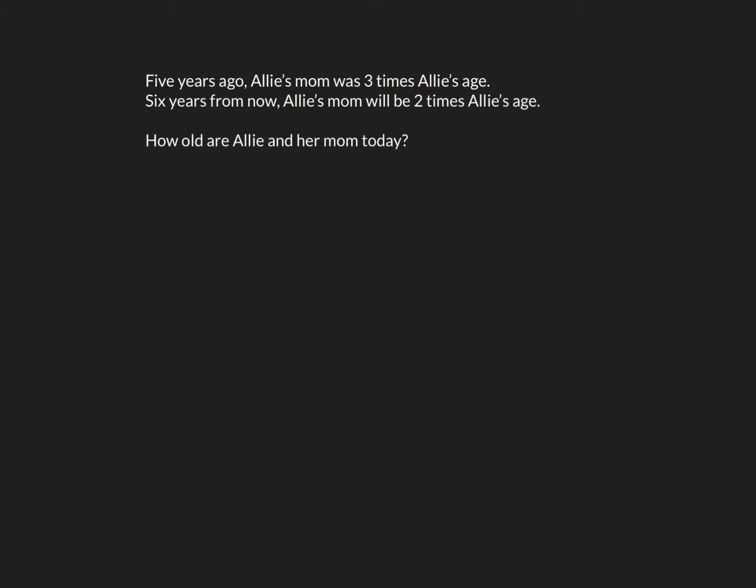So let's look at the problem that we have here. 5 years ago, Ellie's mom was 3 times Ellie's age, and 6 years from now, Ellie's mom will be 2 times Ellie's age. How old are Ellie and her mom today? Even though at first glance it seems a little bit complicated, we just have two pieces of information. The first is that 5 years ago, Ellie's mom was 3 times Ellie's age. Maybe we can make this into an equation, that can be our first equation. The second piece of information is that 6 years from now, Ellie's mom will be 2 times Ellie's age.